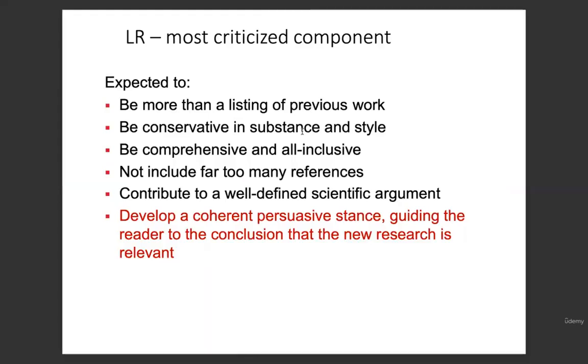Literature review usually is the most criticized component when you submit an article. Usually the referees or the reviewers see it and criticize it, because a literature review is expected to be more than a listing of the previous work. I remember I wrote an article and submitted it to a journal, and a reviewer sent me a review saying that your literature review, unfortunately, is just a listing of the previous work, but this is not what we expect, okay? Be more than a listing of the previous work.